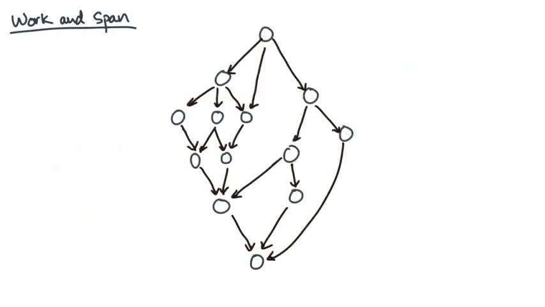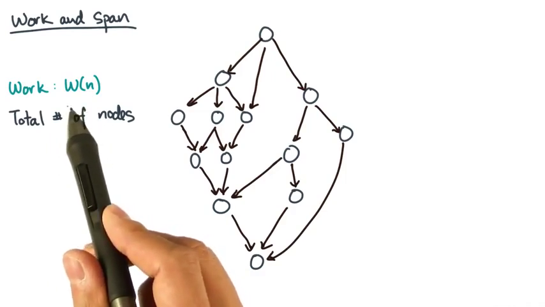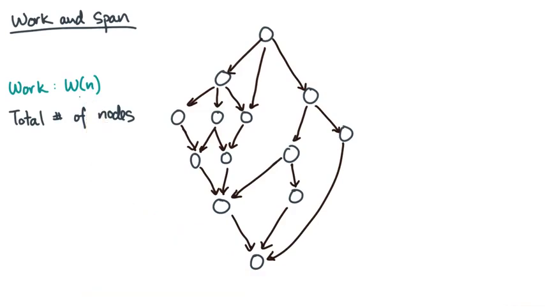Given a DAG like this one, I will always ask you two questions about it. The first question is, how many vertices does it have in total? And I'm going to give this a name. I'm going to call it work. And I'll usually write it as W of n, since the total number of operations should somehow depend on the size of the input n. Now, computing the work is easy. You just count the number of vertices.